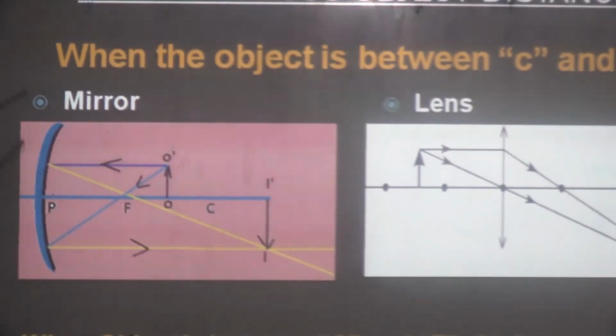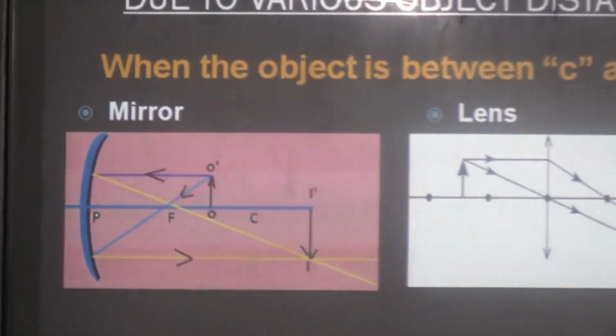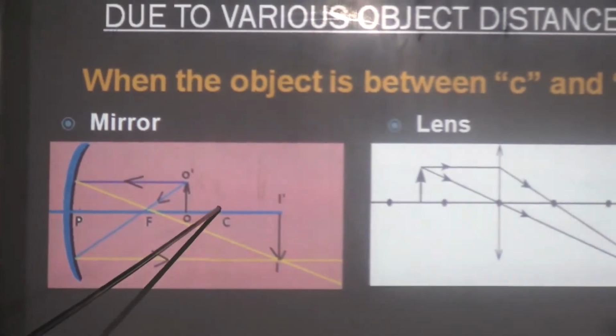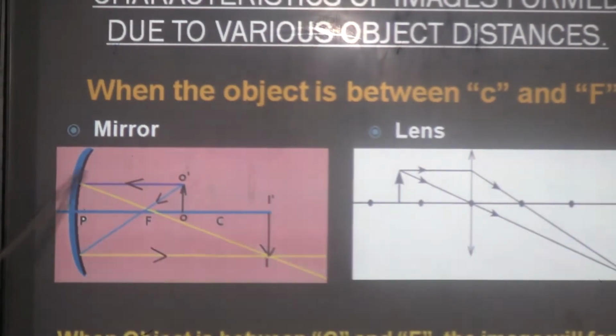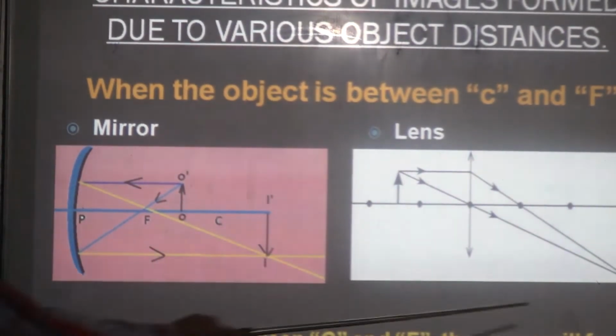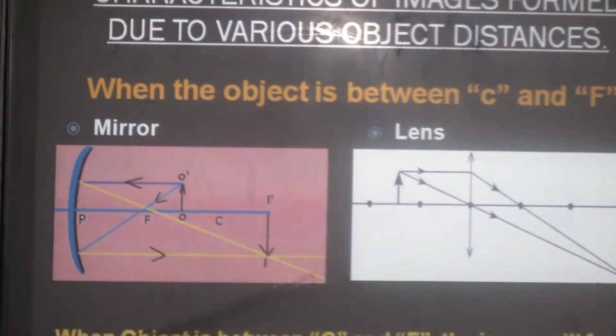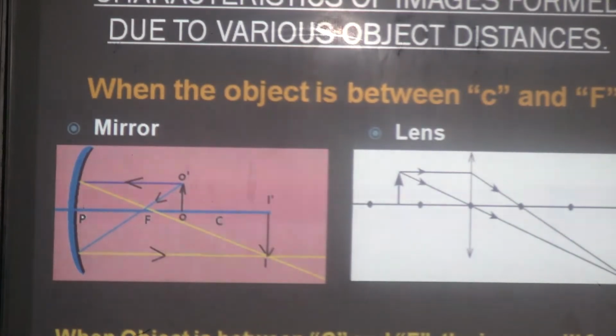Next, when the object is between C and F. This is the most important. This is C and this is F. Now the object is between C and F. Now the image is formed beyond C. Here also the image is formed beyond C. Now observe the size of the image. The size of image is enlarged. So when the object is between C and F, the image will form beyond C, and the image is real, inverted, and enlarged in both the cases, with mirror and lenses.